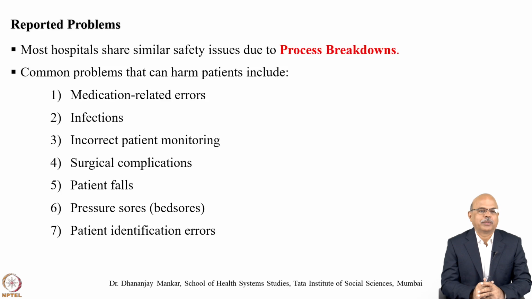What are the reported problems? Most hospitals share similar safety issues. These occur at the time of process breakdowns. Common problems that can harm patients include medication-related errors, which are very common. Next commonly seen are infections, incorrect patient monitoring, surgical complications, patient falls, bed sores, or you can say pressure sores, and patient identification errors.